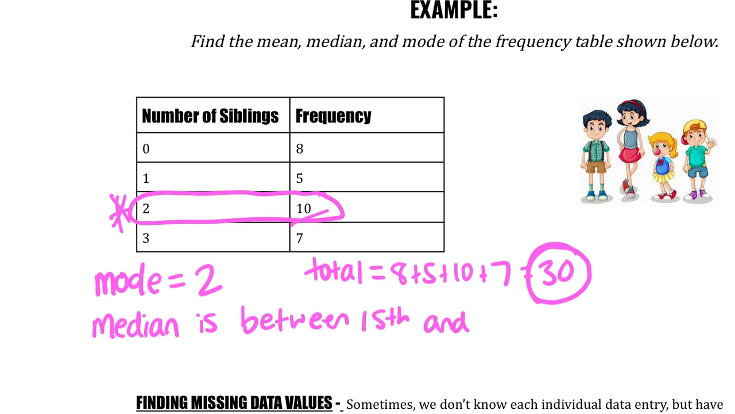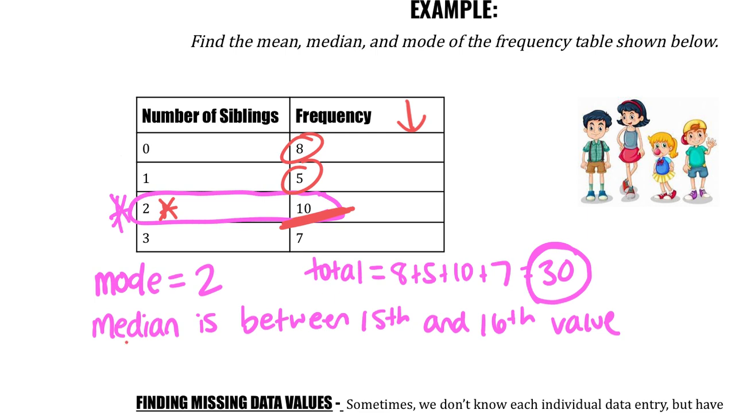So you certainly could write them all out, but actually we can use the frequency chart just to see which category we'd be in. If we count from the top down, there's 8 students here. Then if we add these 5, that's 13. We need to go between the 15th and the 16th. So the median would certainly be somewhere in this category. So the median is also 2.